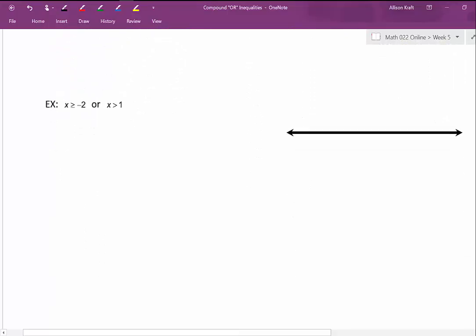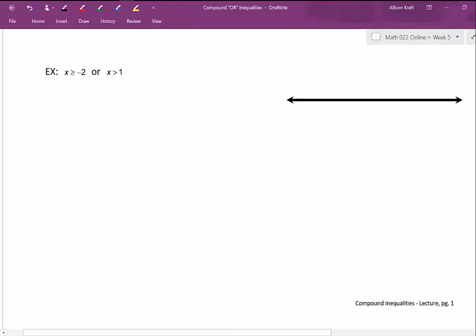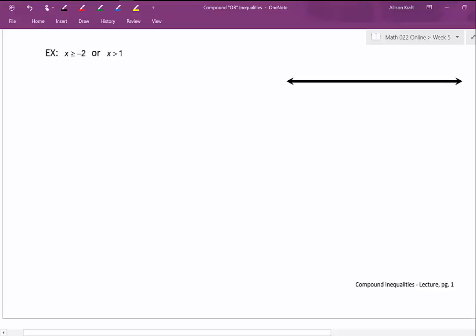Let's try another one. In this next example, I've already solved the inequalities for us. We're really learning how to interpret the solutions in this section. We have x is greater than or equal to -2. We find -2. X is greater than or equal to, we're shading to the right. Since it's or equal to, I use a square bracket at -2.